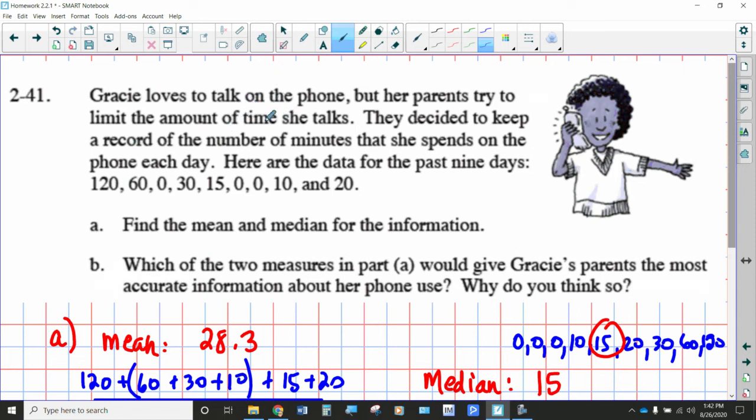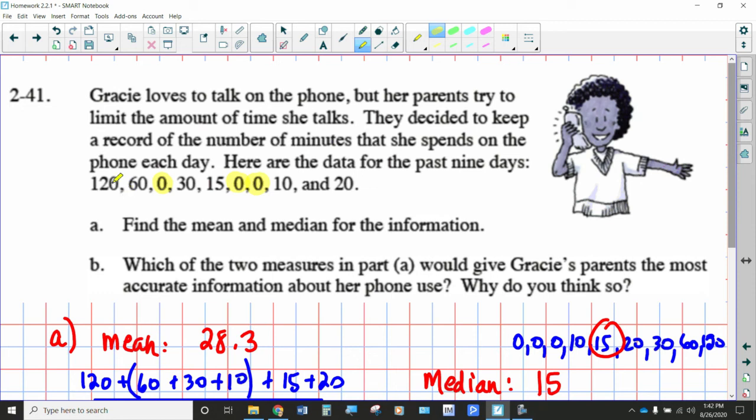Okay. Gracie loves to talk on the phone, but her parents decided to limit the amount of time she talks. They decided to keep a record of the number of minutes that she spends on the phone each day, and here is the data. Now, you notice there are 3 days where she didn't talk at all. That has to be factored into the averages, right? You can't just take the high numbers and not take also the low numbers. She needs to be given credit for the days when she didn't spend any time on the phone at all. So it sort of balances out a couple of these marathon phone calls.